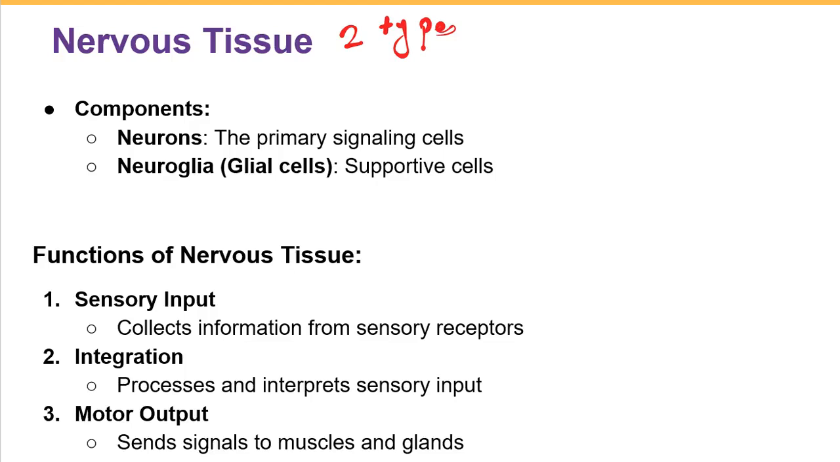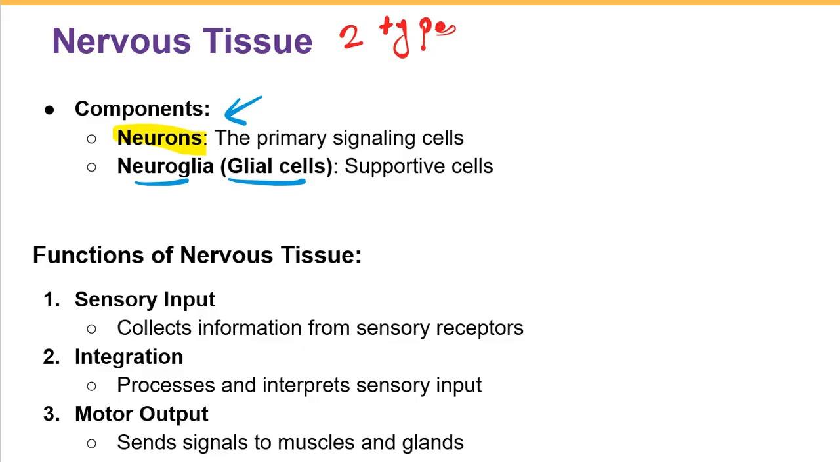Neurons are the primary signaling cells, which means these are the cells that can make the electrical signals. These are the cells that can conduct the electrical signals. But the other cells, which are called glial cells or neuroglia, are supportive cells. They are going to support the neurons, nourish the neurons, and be found around the neurons.